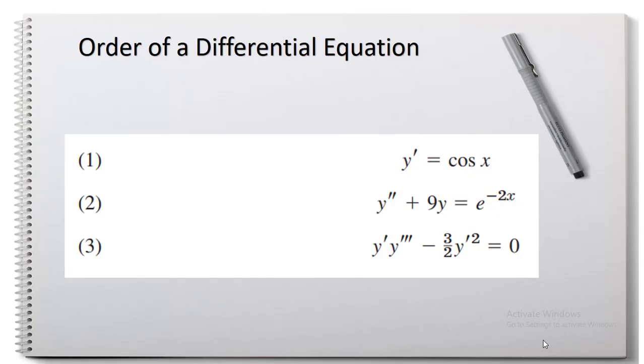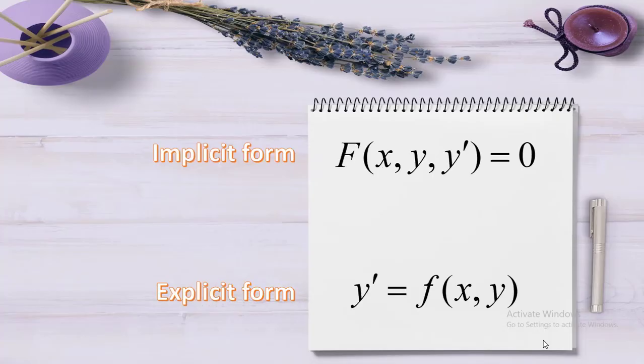Order of a differential equation: the highest derivative existing in a differential equation is known as the order of the differential equation. For example, equation 1 is first order because its highest derivative is first order. The second equation is a second order differential equation because the highest derivative existing in that equation is the second derivative. And number 3 is a third order ordinary differential equation. In this chapter, we shall consider first order ordinary differential equations.